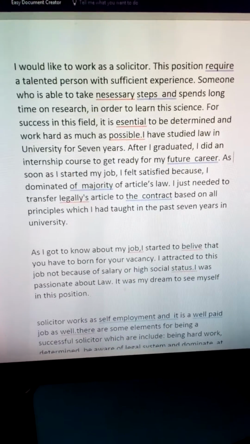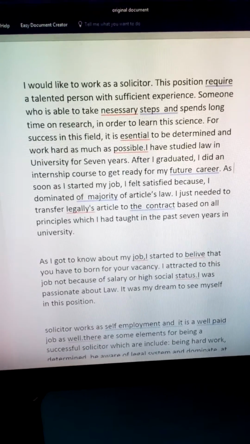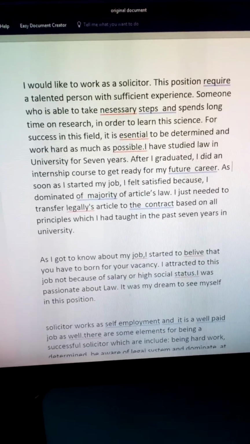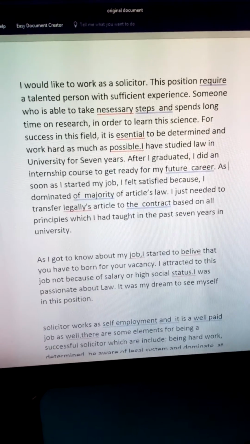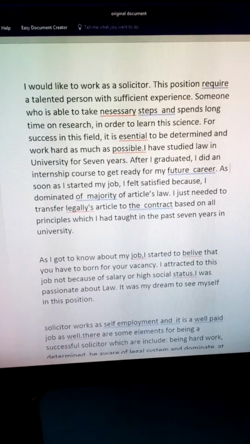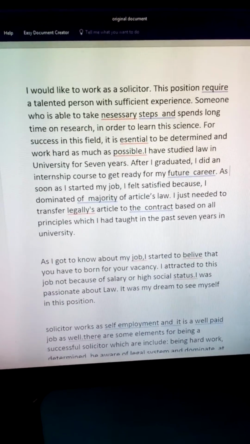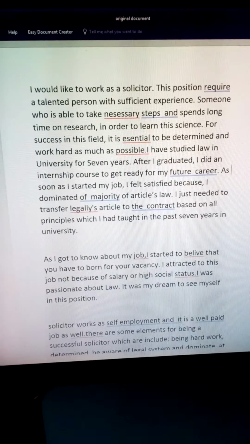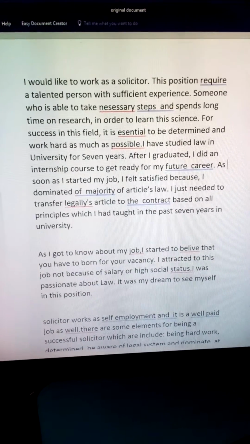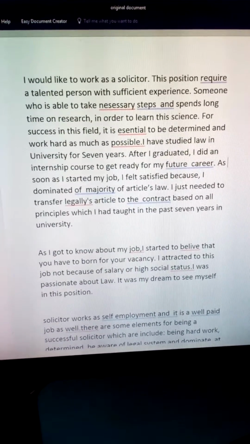It might not be the words I've used, but it would be something like, I would like to work as a solicitor. This position requires a talented person with sufficient experience. This would be somebody who is able to take the necessary steps in this field and has spent a long time on research in order to learn this science. Then you move on to the next sentence, which is a really good beginning.